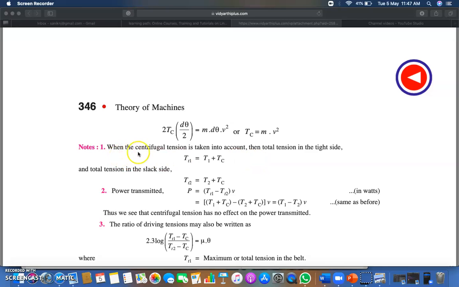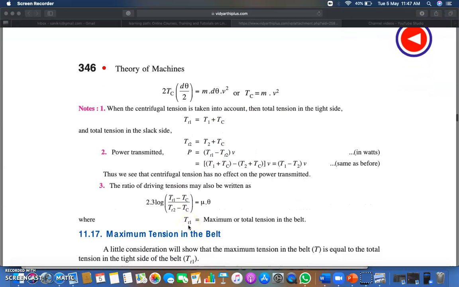So when centrifugal tension is taken into account, the total tension in the tight side will be equal to T1 plus Tc, which means you have to add this centrifugal tension value to the tension in the tight side. Total tension in the slack side, again you have to add Tc to T2, that is, the tension in the slack side plus the centrifugal tension, which will give you the value of total T2. Now the power transmission value will be the same, which is T1 minus T2 into V, because on both sides you are adding the same values.